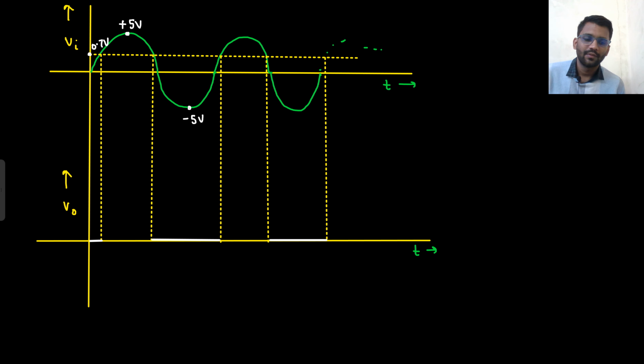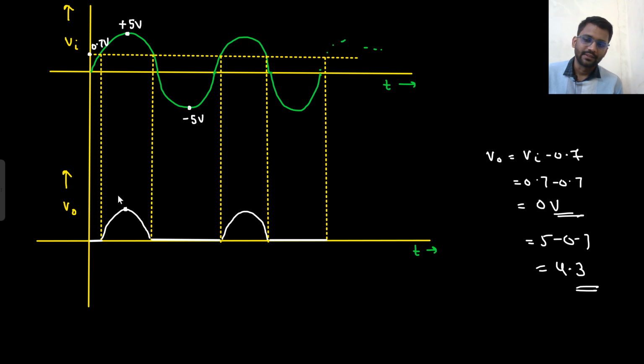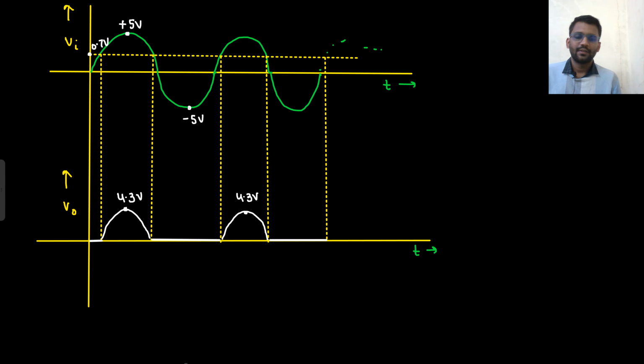Now let's check for V in greater than 0.7. Your output will be V in minus 0.7. At 0.7, your output will be 0 volt, and at 5 volt, it will be 5 minus 0.7, so 4.3. Well and good. So from 0 to 4.3 you have to increase. At 0.7 you have 0 volt, at 5 volt you have 4.3 volt. So from 0 to 4.3 it will go like this. This will be the waveform, right?